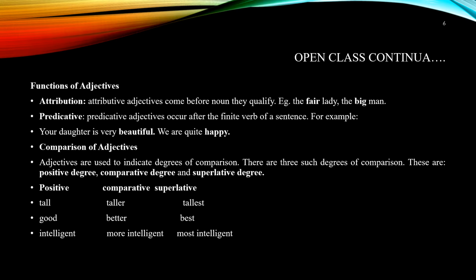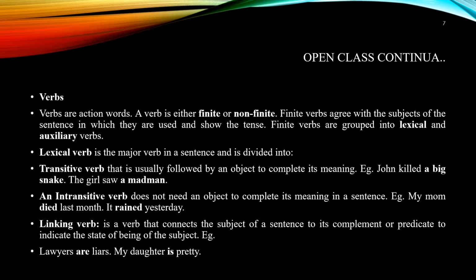For example, class, when you take the word tall, tall indicates the positive degree of an adjective, while the comparative degree of the word tall is taller, and then the superlative form of the same word is tallest. The same thing applies to good as positive, better as comparative, and best as superlative. And then intelligent as positive, more intelligent as comparative, and then most intelligent as the superlative form of an adjective.